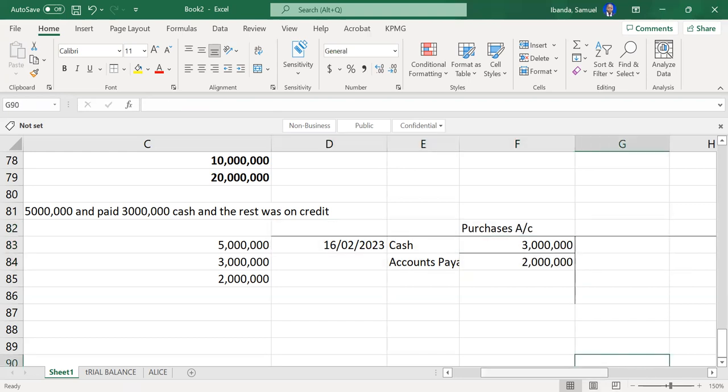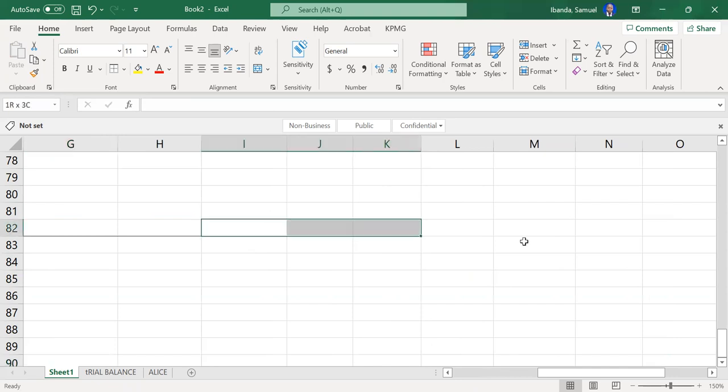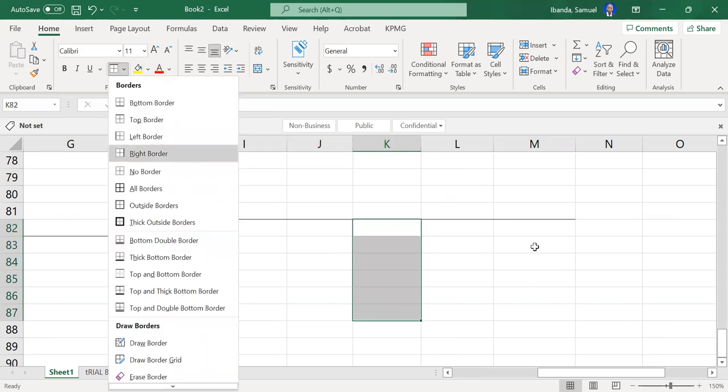In case I come to my account for accounts payable, this is what I'll do. Accounts payable.